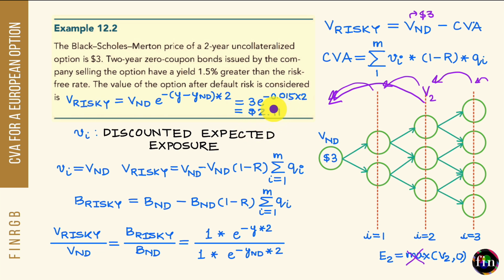$2.91. Okay, this tells me therefore that the CVA for this particular option position is simply equal to $3 minus 2.91, which gives me a CVA of 9 cents. Okay? This video is all about understanding this concept of CVA, Credit Valuation Adjustment, when applied to this very simple position of a European option.